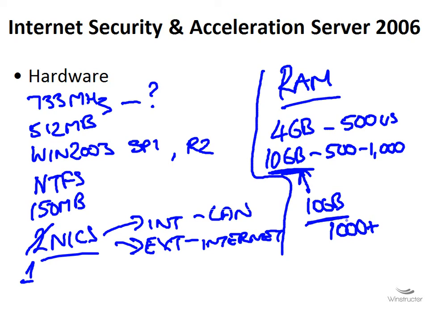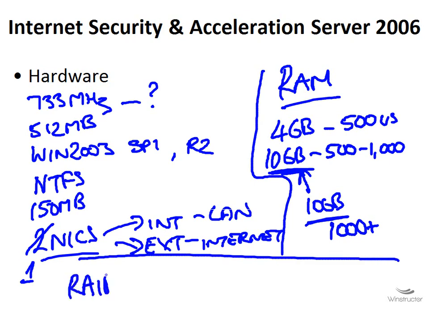Now, in most companies though, except for the really, really large ones, a single ISA server is generally going to be enough. Now, since hard disks are much larger than these requirements we've spoken about, disk space isn't going to be a problem at all. But that does beg one question. Should you use RAID? Well, that's certainly up for debate.